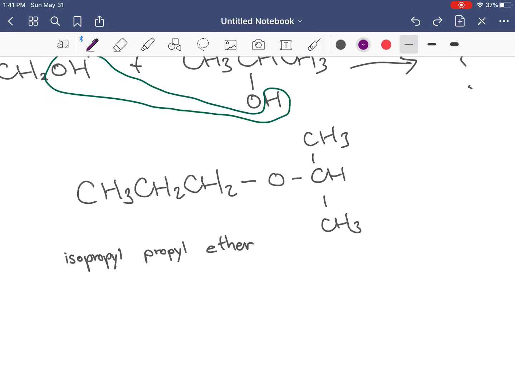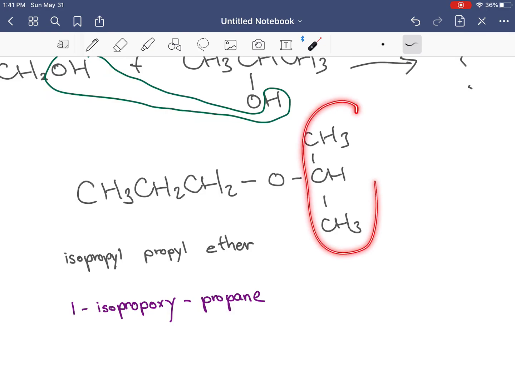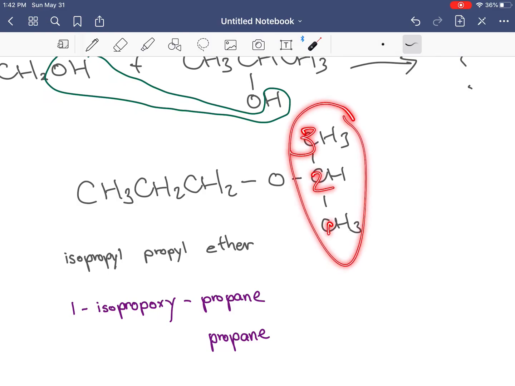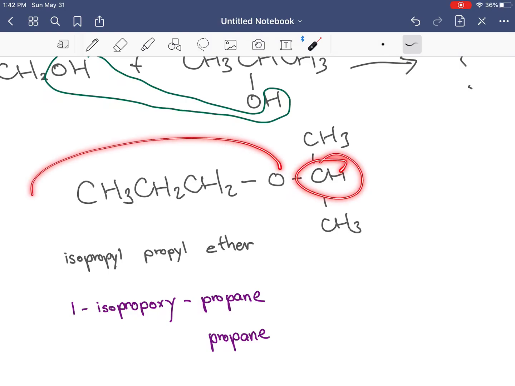As a side group, this guy is called 1-isopropoxypropane. Which means if you were to say this is my longest chain and this is my side group, well, what are you going to do? Pretty simple. If this is your longest chain, again, this is also a propane, no big deal. We know it's a propane, and the numbering right here is 1, 2, 3. So at number 2 position, you have this side group.